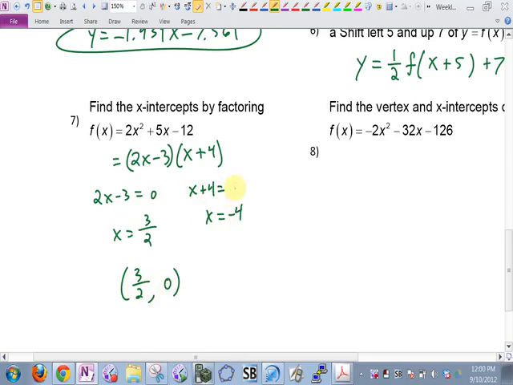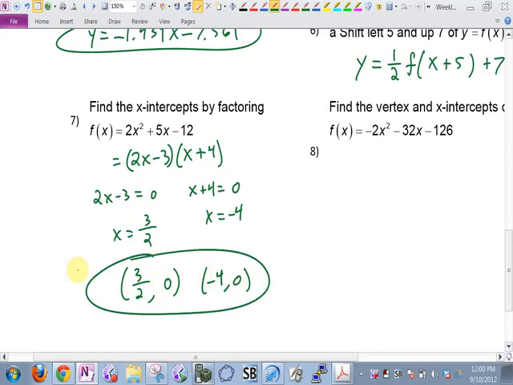Why are my zeros looking like 6s? There we go. And so you also get the point negative 4, 0. Okay, everybody did pretty well with that. And then finally, number 8.